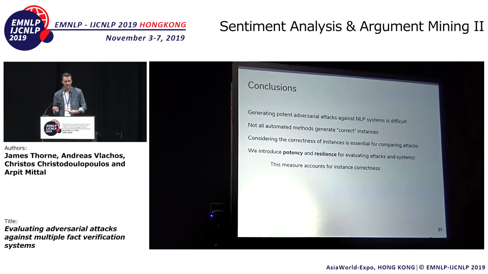So what did we do in this paper? We firstly motivated the need to perform adversarial attacks against fact extraction and verification systems, but realized that generating attacks against NLP systems is challenging due to the discrete symbol space. Not all the methods generated correct instances, so we introduced two new metrics, potency and resilience, which account for the correctness of adversarial instances. And we showed their application to a large number of models and methods of generating adversarial instances, which formed the basis of the second FEVER shared task.